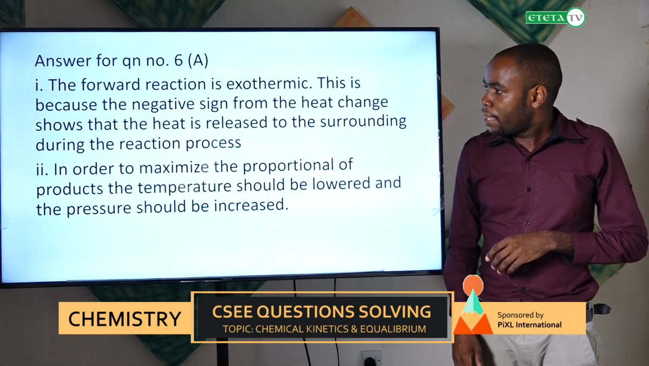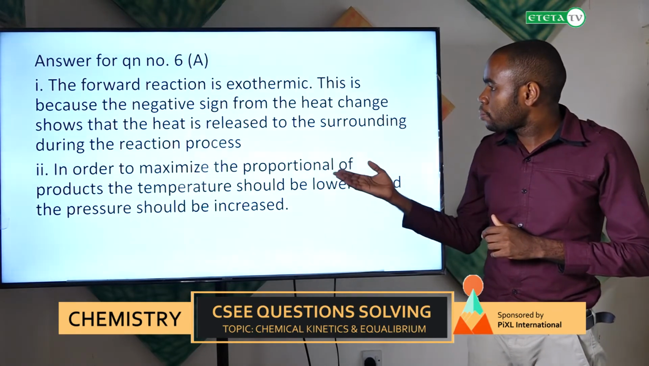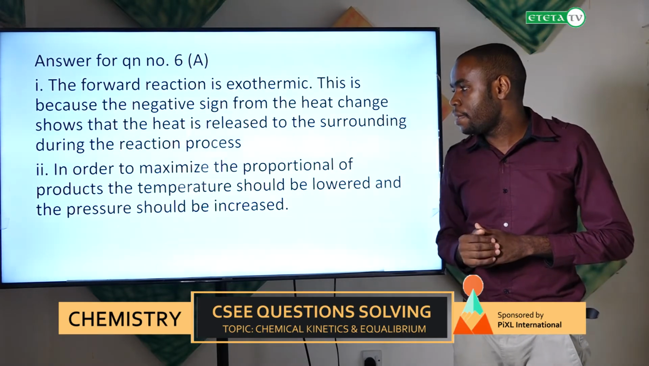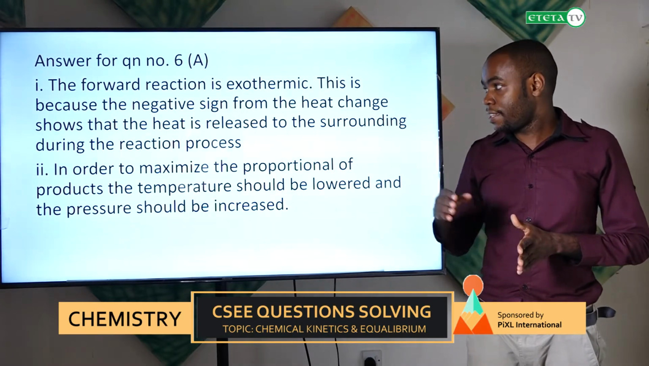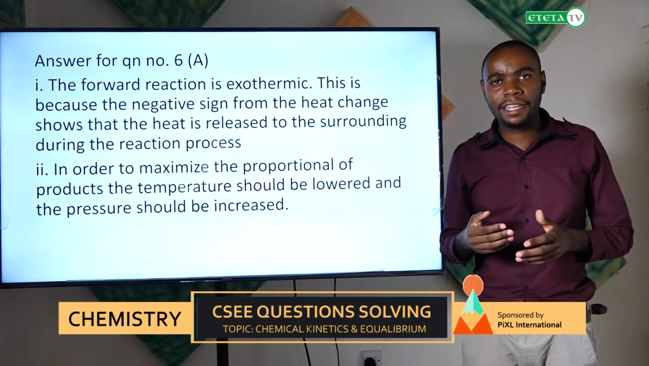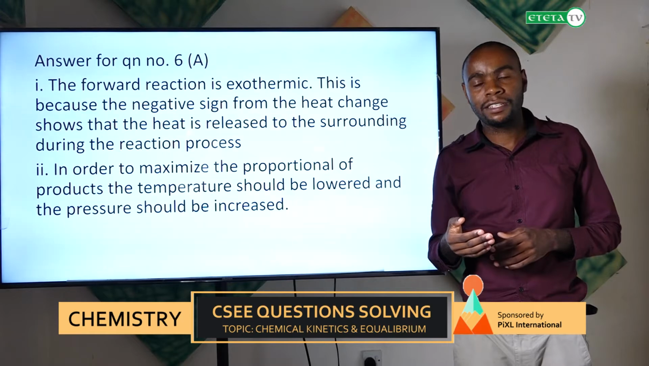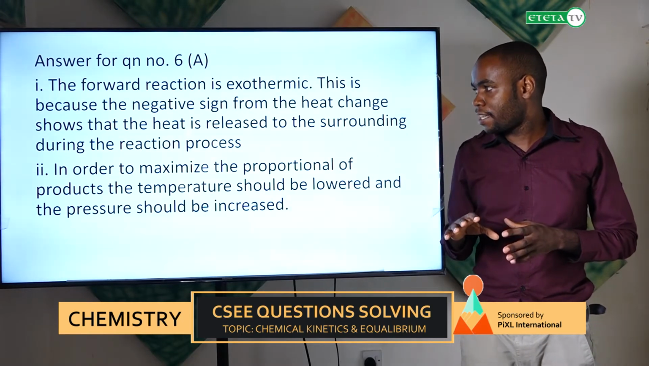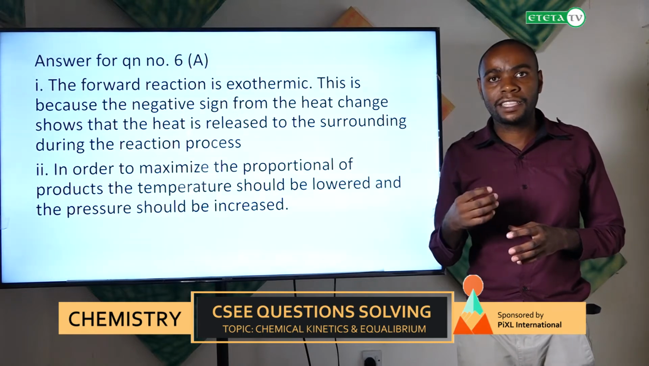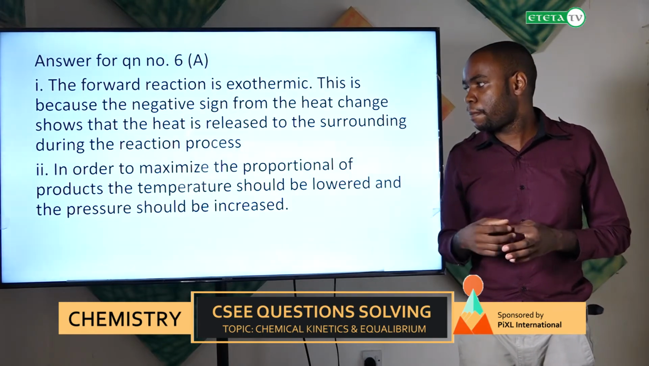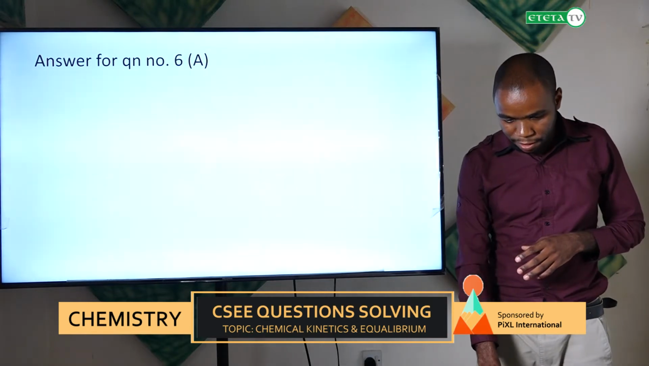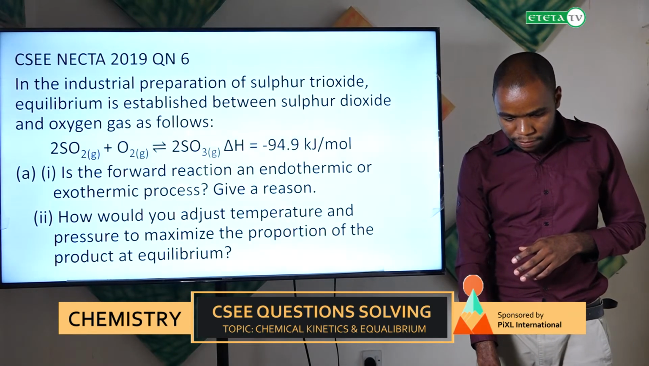Roman 2, in order to maximize the proportion of product, the temperature should be lowered and the pressure should be increased. As we have seen here, the reaction is exothermic. The exothermic reaction releases heat to the surrounding. For that case, lowering the temperature will favor the forward reaction and the product will be produced in high proportion. But also, for the case of pressure, let's return back to the chemical equation here.